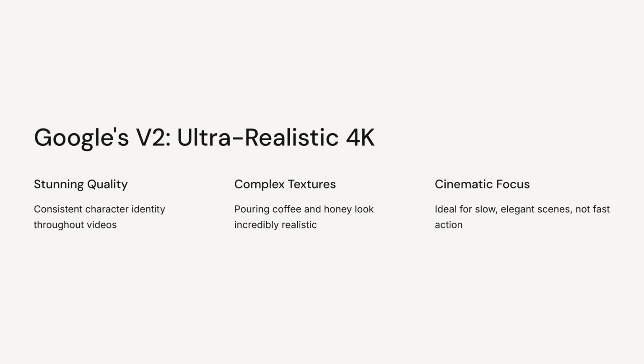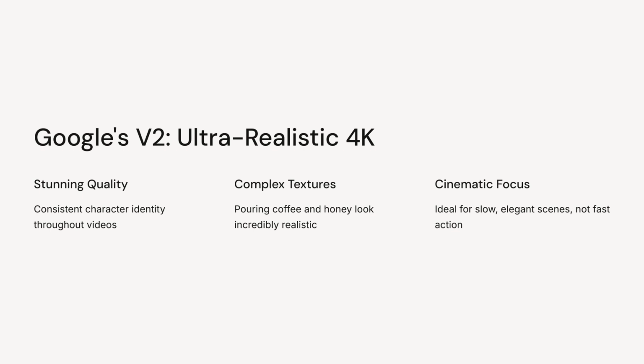Next is Google's V2 model, capable of ultra-realistic 4K AI videos. Its strength? Consistency and realism, even when dealing with complex textures like pouring coffee or honey. Pros and cons: stunning visual quality and consistent character identity. Falls short in dynamic action scenes, e.g., cars and fast motion look floaty.